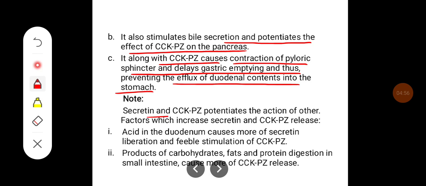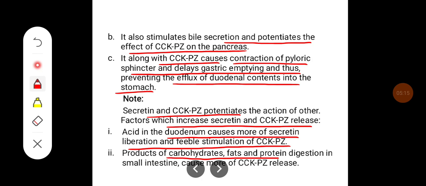Note that secretin and CCK-PZ potentiate the action of other factors which increase secretin and CCK-PZ release. Acid in the duodenum causes more secretin liberation and feeble stimulation of CCK-PZ. Products of carbohydrate, fat, and protein digestion in the small intestine cause more CCK-PZ to be released.